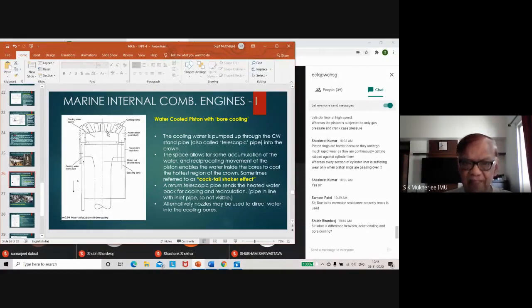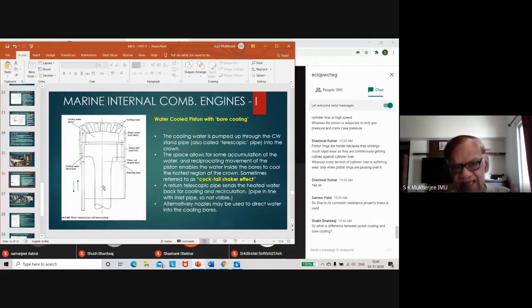At the same time, the thickness of this crown is retained. It will not weaken the crown where mechanical stresses are involved. All right. So this is what a bore cooled arrangement is.